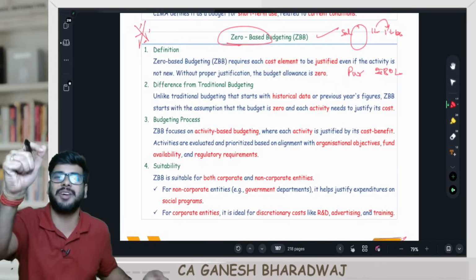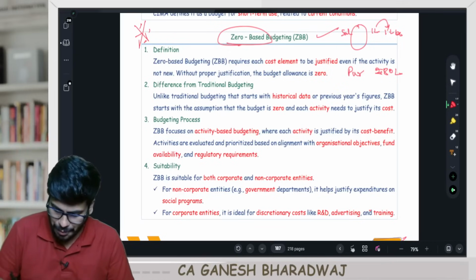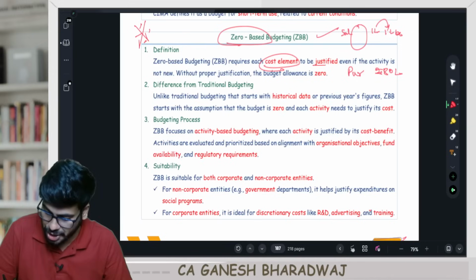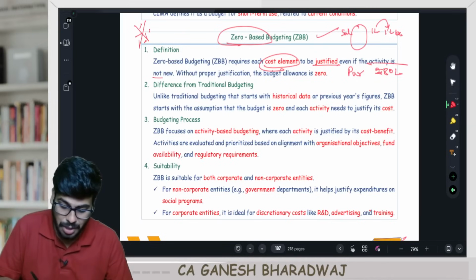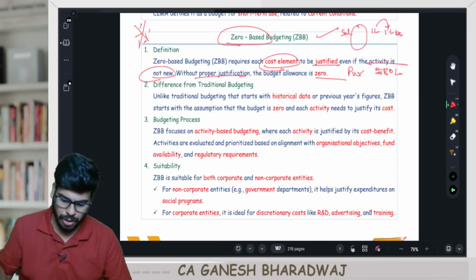You need to justify and arrive at the budget. Are you clear with this? Now you read it, you will understand. Zero-based budgeting, ZBB, requires that each element of cost is to be justified even if the activity is not new. Without proper justification, the budget allowance is zero. You don't give any allowance.